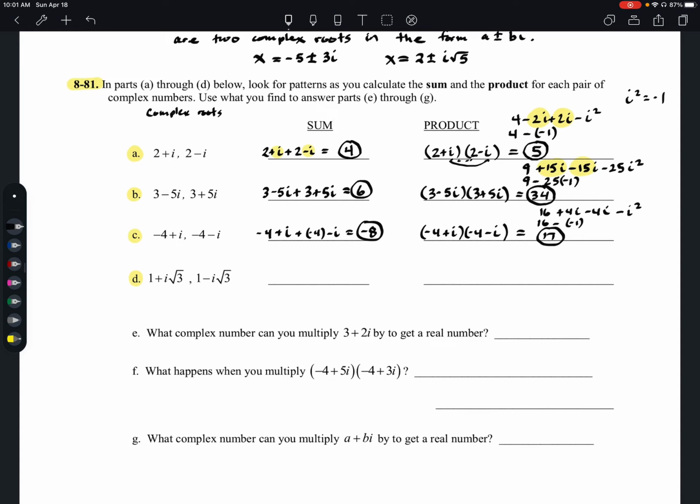Letter D, 1 plus i radical 3 times 1 minus i radical 3. Actually, I'm sorry, we're going to add them first. So when we add those together, obviously these two are going to end up canceling out. So when I do 1 plus 1, we should get 2.